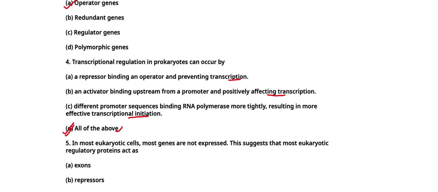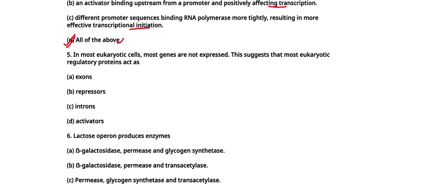Our fifth question is, in most eukaryotic cells, most genes are not expressed. This suggests that most eukaryotic regulatory proteins act as exons, repressors, introns, activators. Answer will be D, activators.